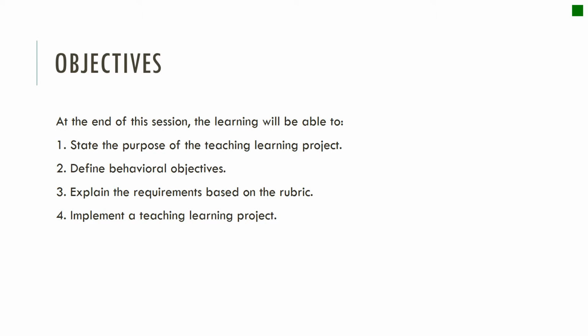Okay, so let's go over the objectives of this session. We want you to be able to state the purpose of the teaching learning project. We're going to go over what behavioral objectives are and give you some examples of those. We're going to explain the requirements of the project based on the rubric so that you can get as many points as you can. And then at the end, you should be able to implement your own teaching learning project, which is the whole goal of this project.